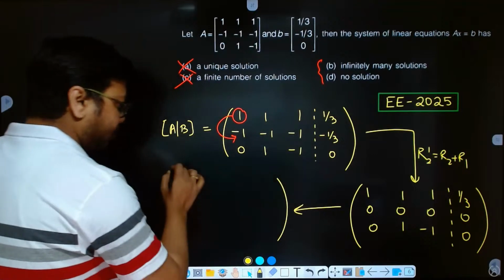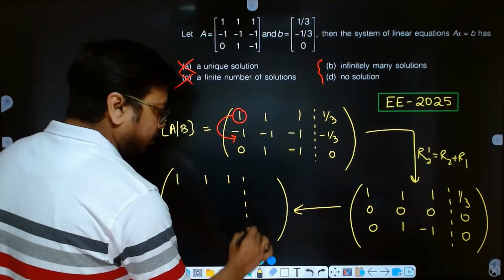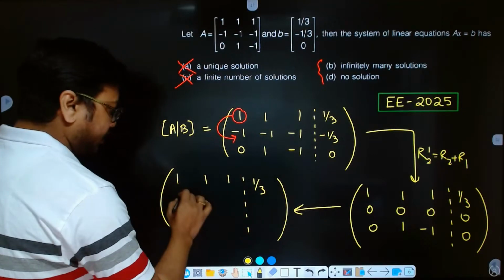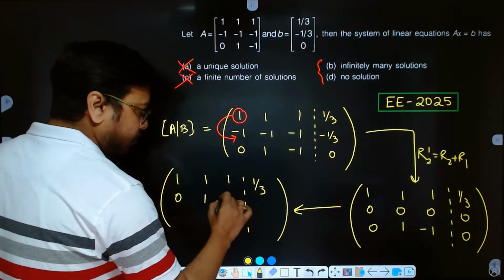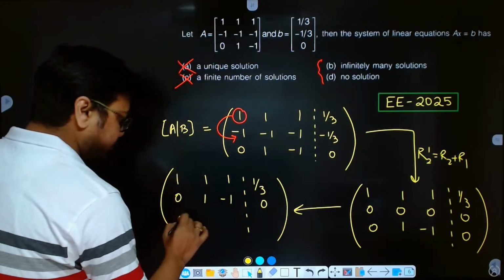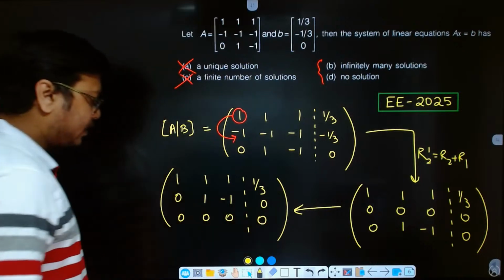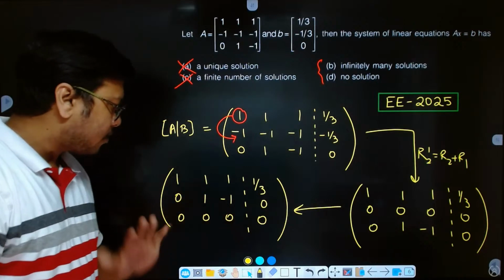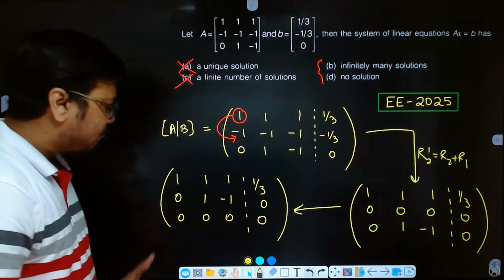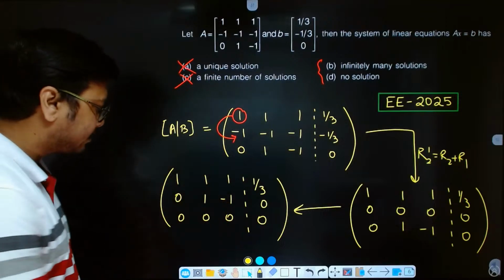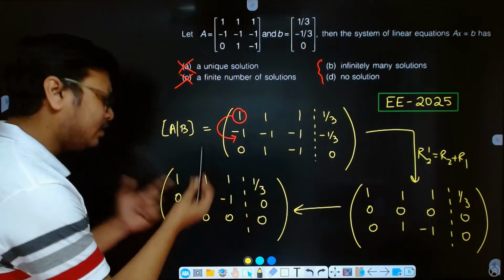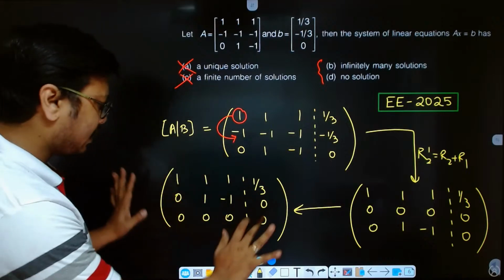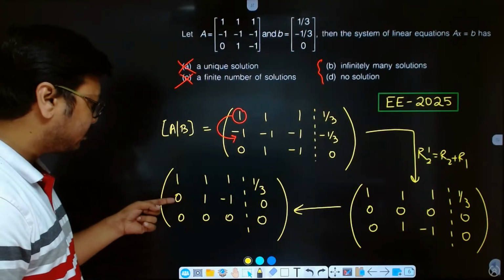So we'll make it look like this: 1 1 1 augment 1/3. I am just bringing the third row up to the second row: 1 1 minus 1 0 0 0 0 0. Okay. Now from here we can see that we can still simplify a little bit further. We can, with the help of this, no, we cannot simplify it any further. It's done. The moment we try to make this 0 will be lost.